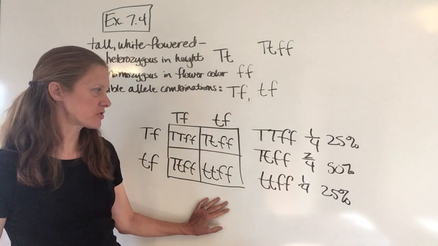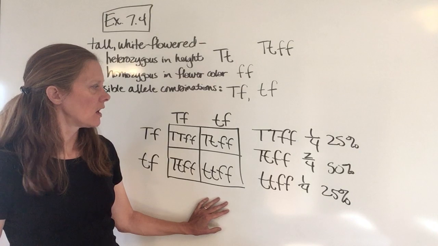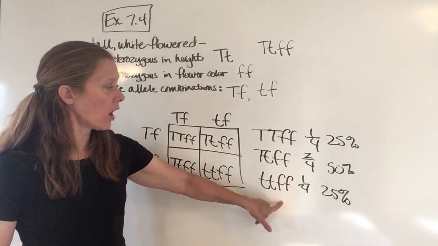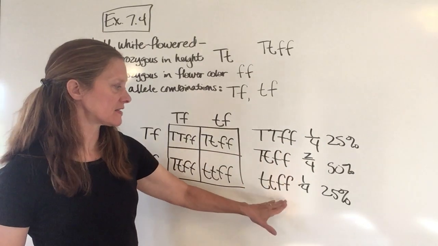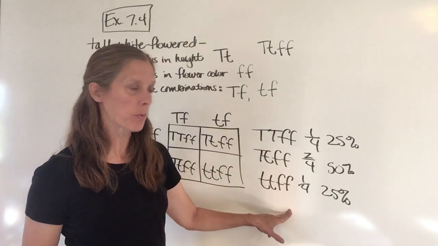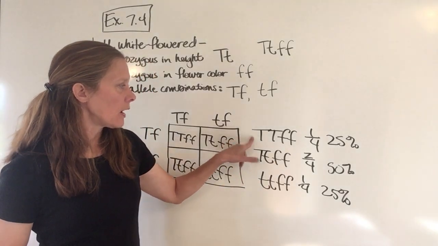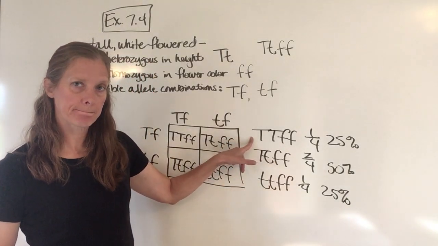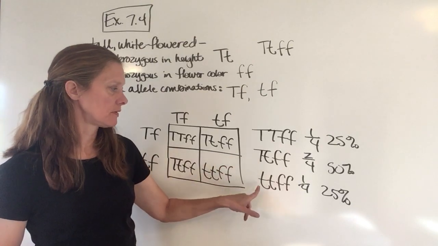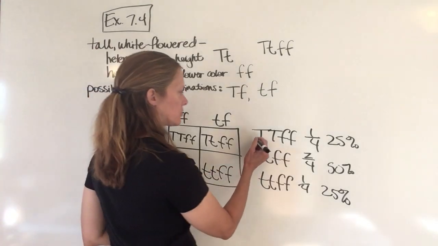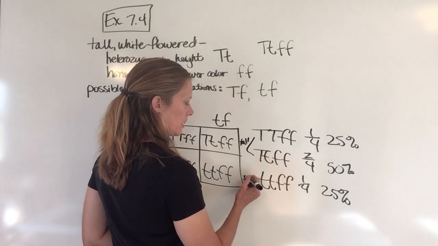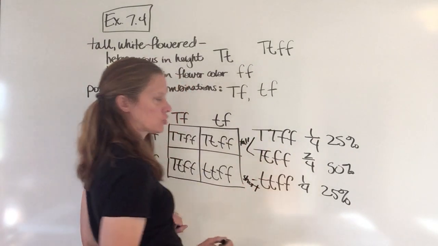What do my phenotypes look like? Okay, what's this? Well, they all have what color flowers? Well, all of them are going to have white flowers because that's the only possibility. There's 2 little f's in all of them. So they all have white flowers. Is this a tall plant or a short plant? Yeah, this one's tall. This one's tall. This one's short. Okay, so these 2 are tall and this one is short.